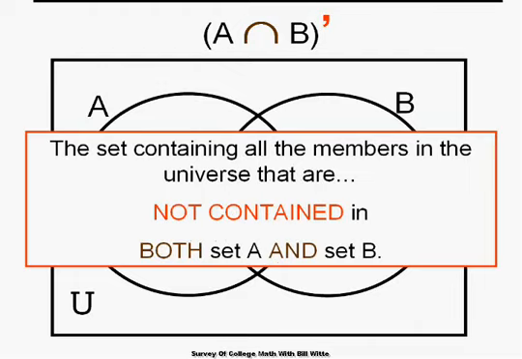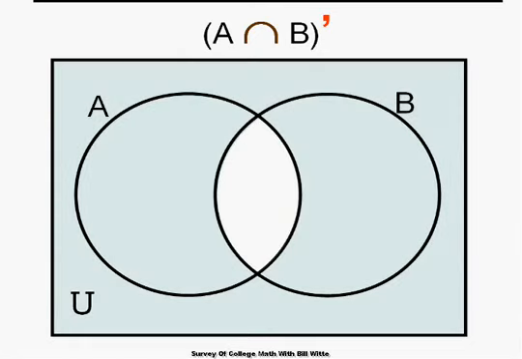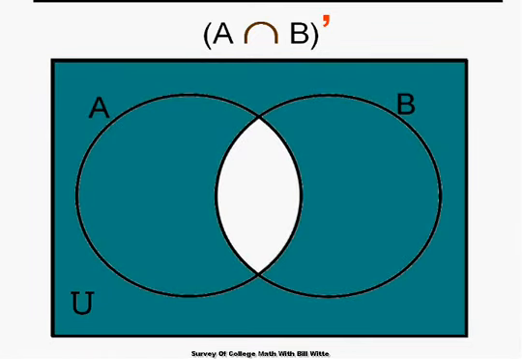Everything not contained in both set A and set B. It's going to look like that. Remember where the intersection was and you wanted everything but that. Okay? It's going to get more complicated as we go on.